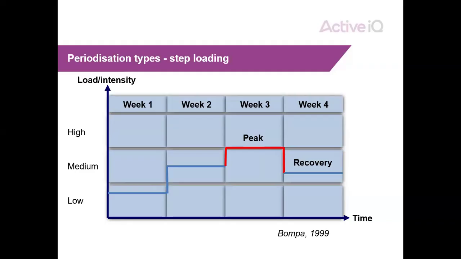So for example, I would go 65% in week one, then I would go up to my 70%, and my peak would be my 85%. And then I would go back down in week four to my 75%. So it's planned recovery. So this is called step loading.